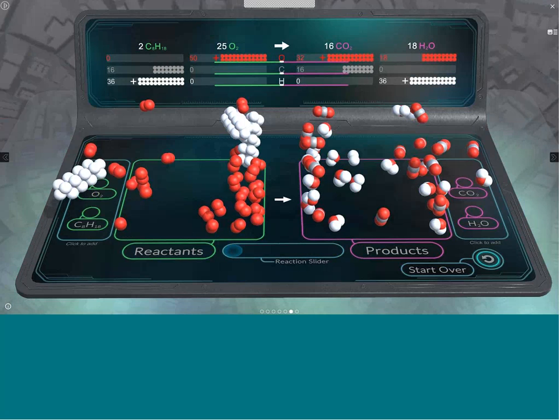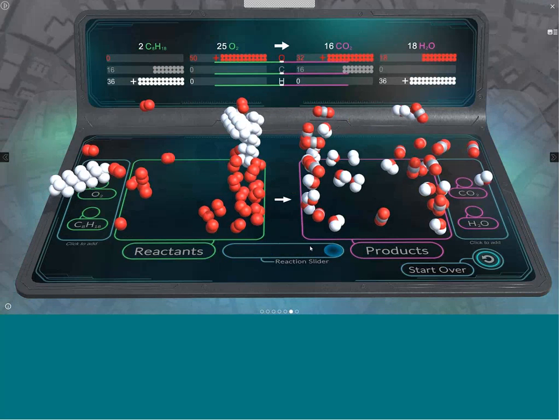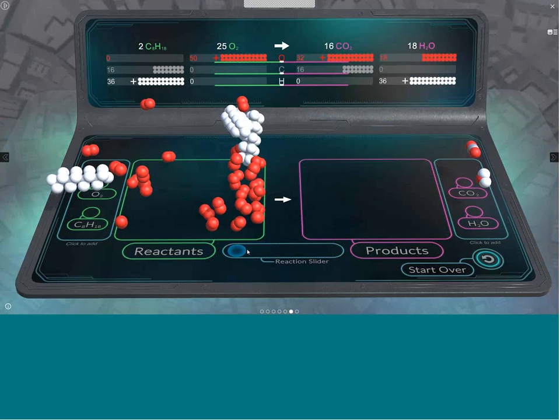We need to combine 2 octanes with 25 O2 molecules. And what we're going to get out of this is 16 carbon dioxides and 18 H2Os. To really drive home that we're having to obey the law of conservation of matter, we reveal to the student this reaction slider. And what it does is it allows us to slide these back and forth now that we've balanced it.